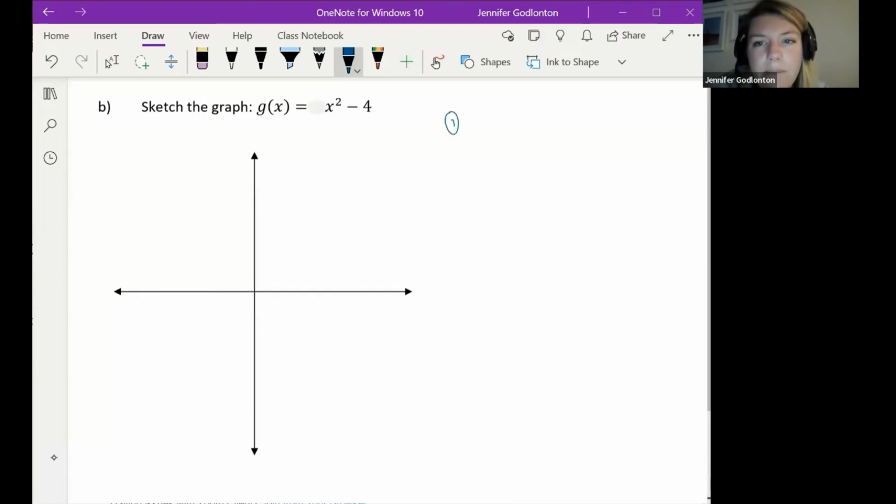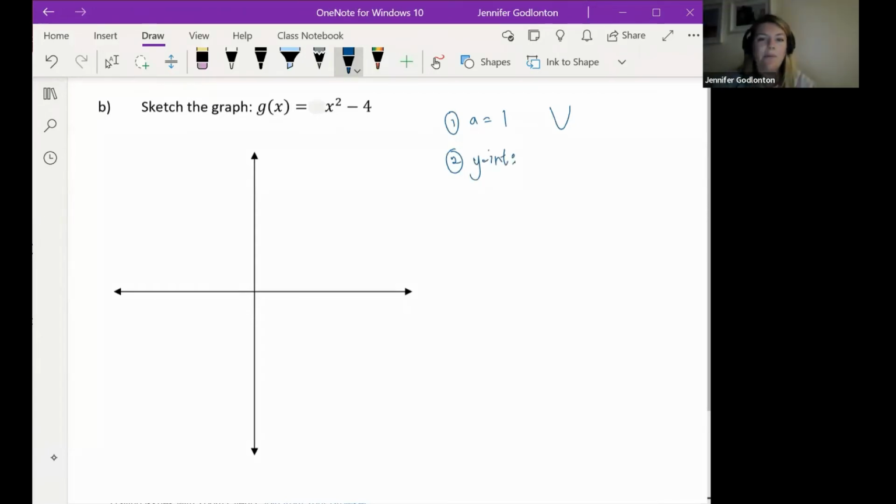First step, my A value is 1, and 1 is positive. So the 1 is telling me that because it's positive, we are going to have a happy graph. Great. Second step, we look at our Y value.